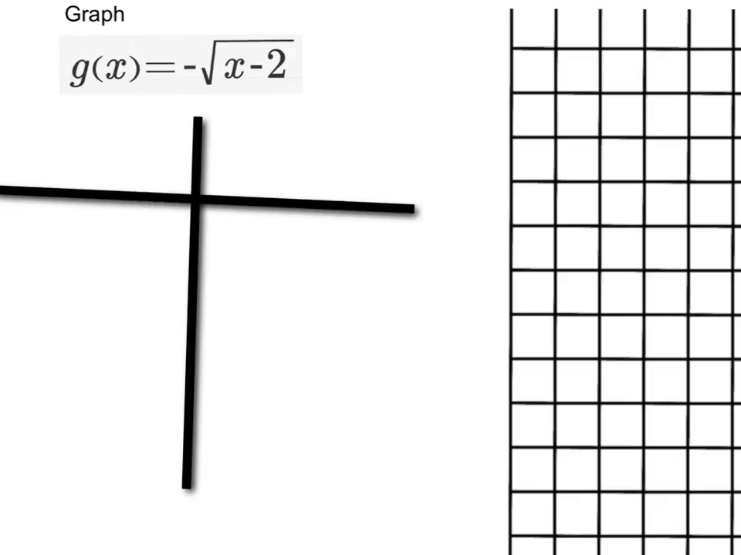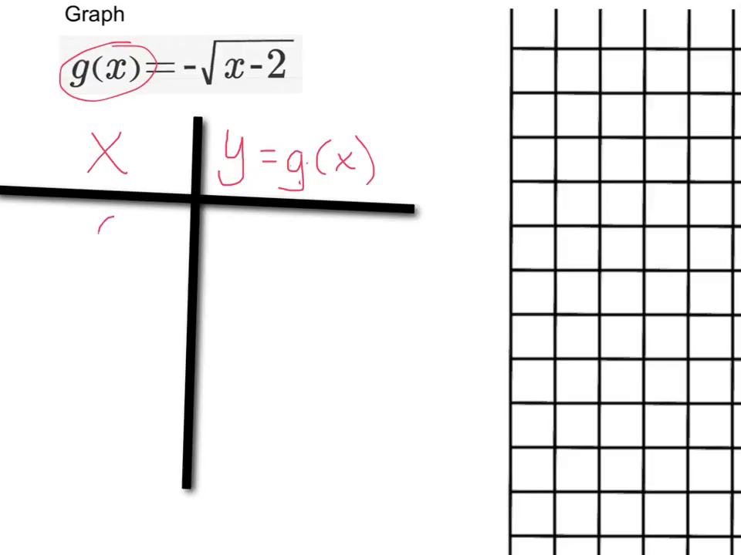Here's my t-chart, and the left column is going to be my x value, my input. And the right column is going to be my output, my y, which is the same thing as my f of x. Or in this case, I shouldn't put f of x, I should put g of x, because that's what the function is. And we need to pick some inputs that will give us valid outputs. So let's say we pick 0.